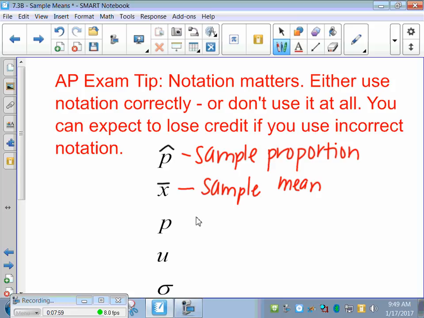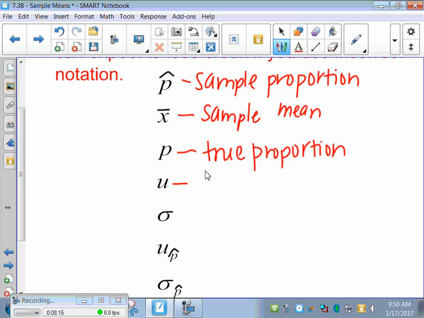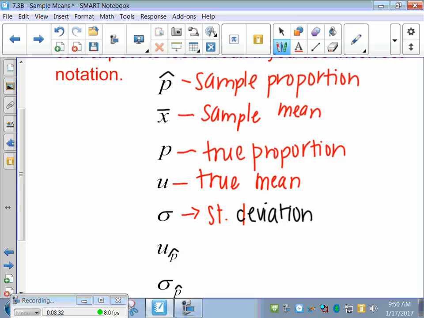All right, and what's p? The true proportion, or the population proportion. That's the same thing. What's mu? The true mean, or the population mean. What's sigma? Good. This is the standard deviation from the population, or the true standard deviation.